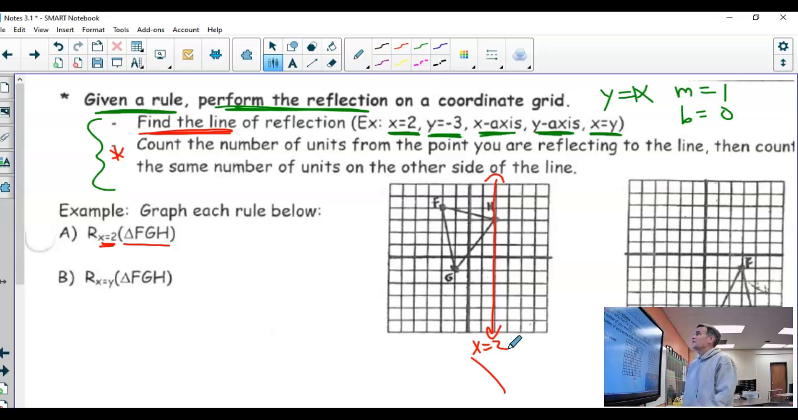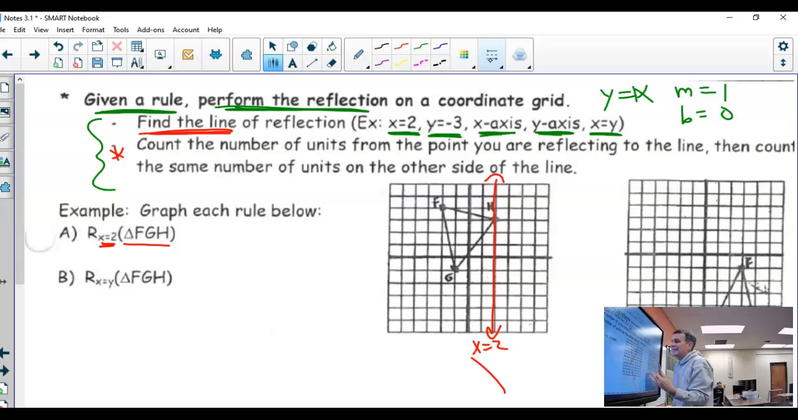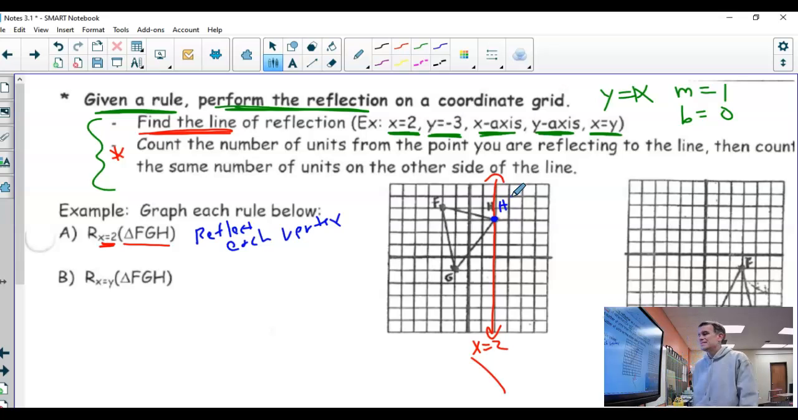So to reflect over that line, let's go blue. All right, I go to each corner, right? I reflect each vertex. That would be the corner of the shape. So maybe I start with H. And since H is on the line, then H prime is the same point.